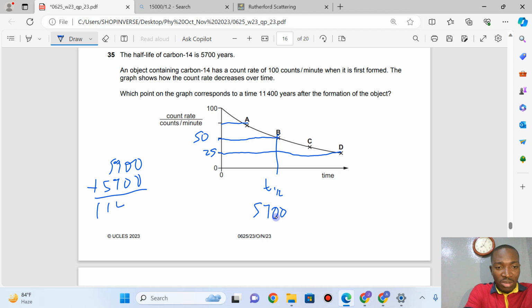That will be 11,400. That simply means after another T half, which should be around here, this is the number of elements that we are left with, 25. That simply means D is the one that corresponds to 11,400.